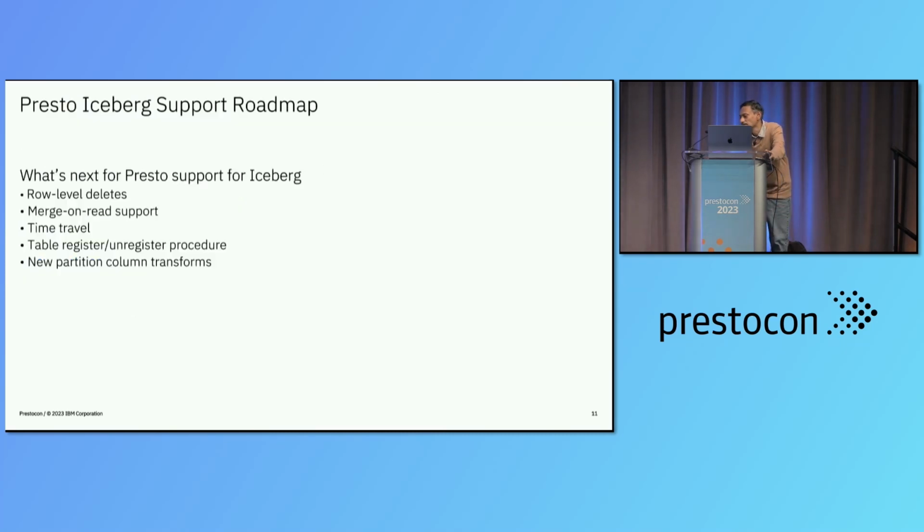So the next is Presto Iceberg support. Some of the things that we have added from the IBM side for the PrestoDB and Iceberg connector. Some functionality is ongoing and already there: row level deletes and merge on read support, which gives performance while reading and writing.